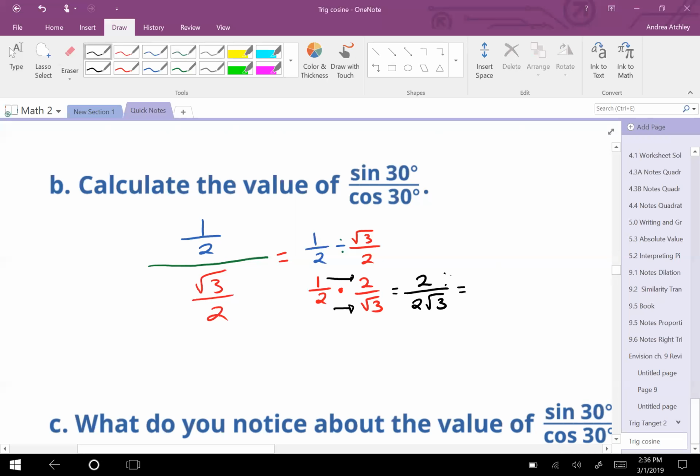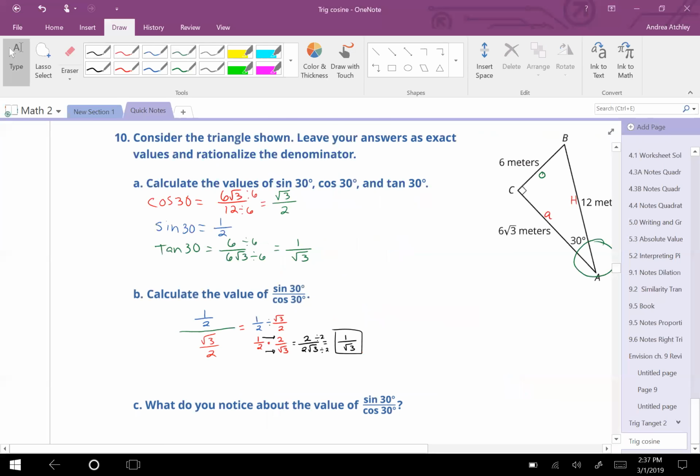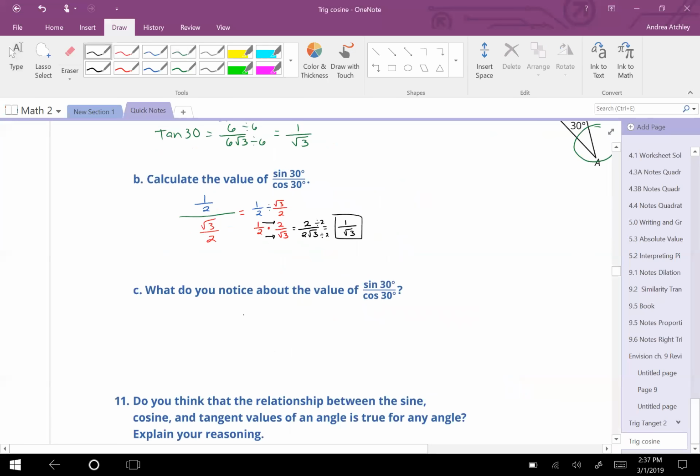Then you can divide them both by 2. 2 divided by 2 is 1. And 2 square root 3 divided by 2 is square root 3. So sine of 30 divided by cosine of 30 is 1 over square root 3. What do we notice? It's the same as tangent, right? So sine of 30 divided by the cosine of 30 is equal to the tangent of 30.